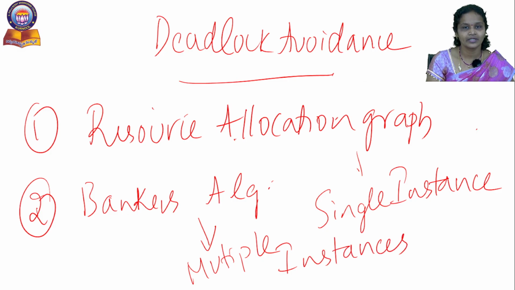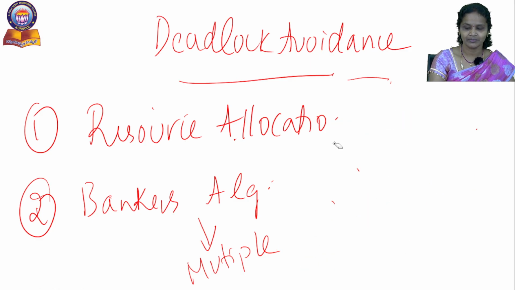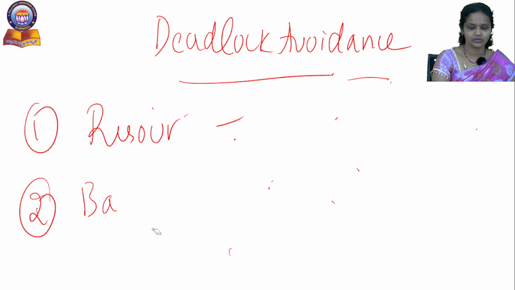In order to avoid a deadlock, and moreover deadlock avoidance is the second type of deadlock handling technique, it is a futuristic approach for deadlock in the system. Therefore, in order to avoid a deadlock in the system, we have two types of algorithms. One is resource allocation graph and the other one is Banker's algorithm. As I have said just now, the resource allocation graph is used whenever the resource has a single instance, and the Banker's algorithm is used whenever the resources have multiple instances. So let us see one by one. First let us discuss the resource allocation graph.